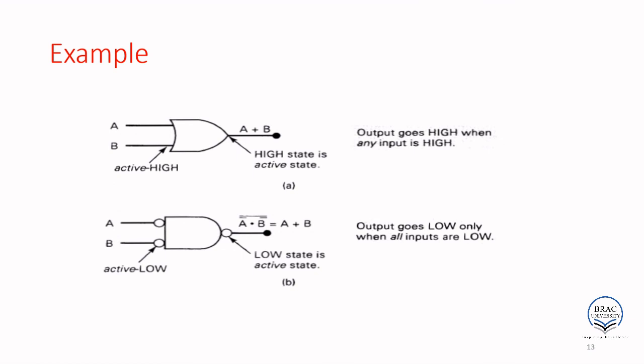So this is called active high, and the high state is the active state. This is called active low, and the low state is the active state. So the output goes high when any input is high, and for the second one, the output goes low when all inputs are low.